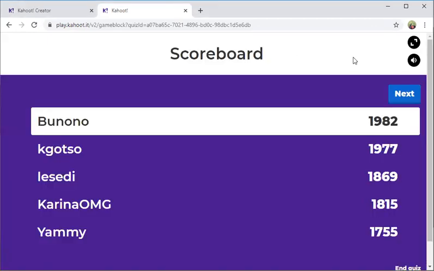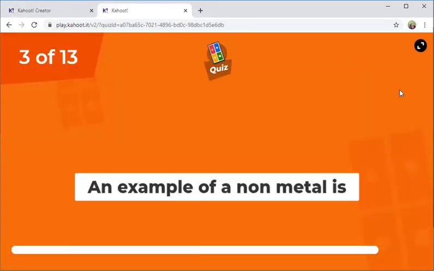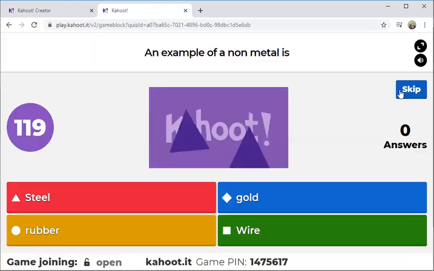An example of a non-metal, is it steel, rubber, gold, or wire? Steel, which is the red one, gold, which is the blue, rubber, which is yellow or peach, and wire, which is green. Choose one and choose the correct one.